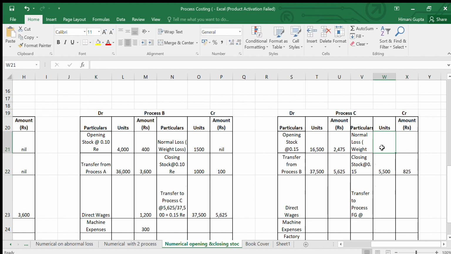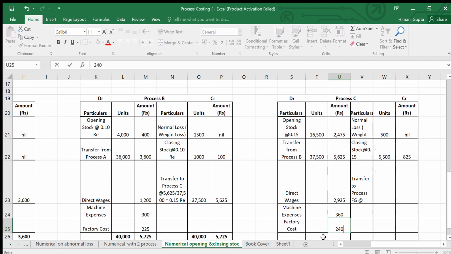Normal wastage over here is 500 units. Amount will be nil. Direct wages is given to be 200, 925. Machine expenses are 360, and your factory expenses are given to be 240. If we total it, it's coming to be 54,000 units and amount is 11,625.